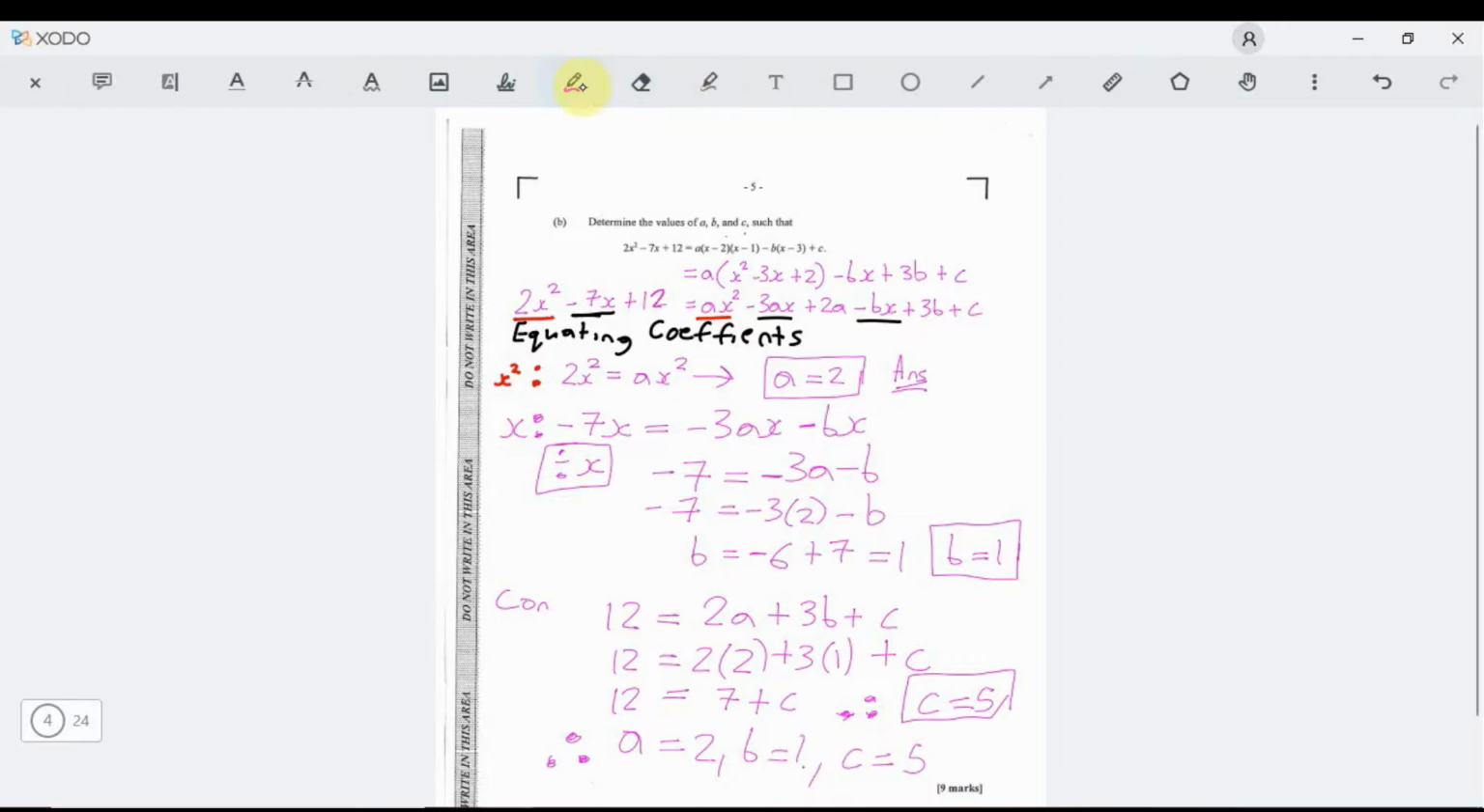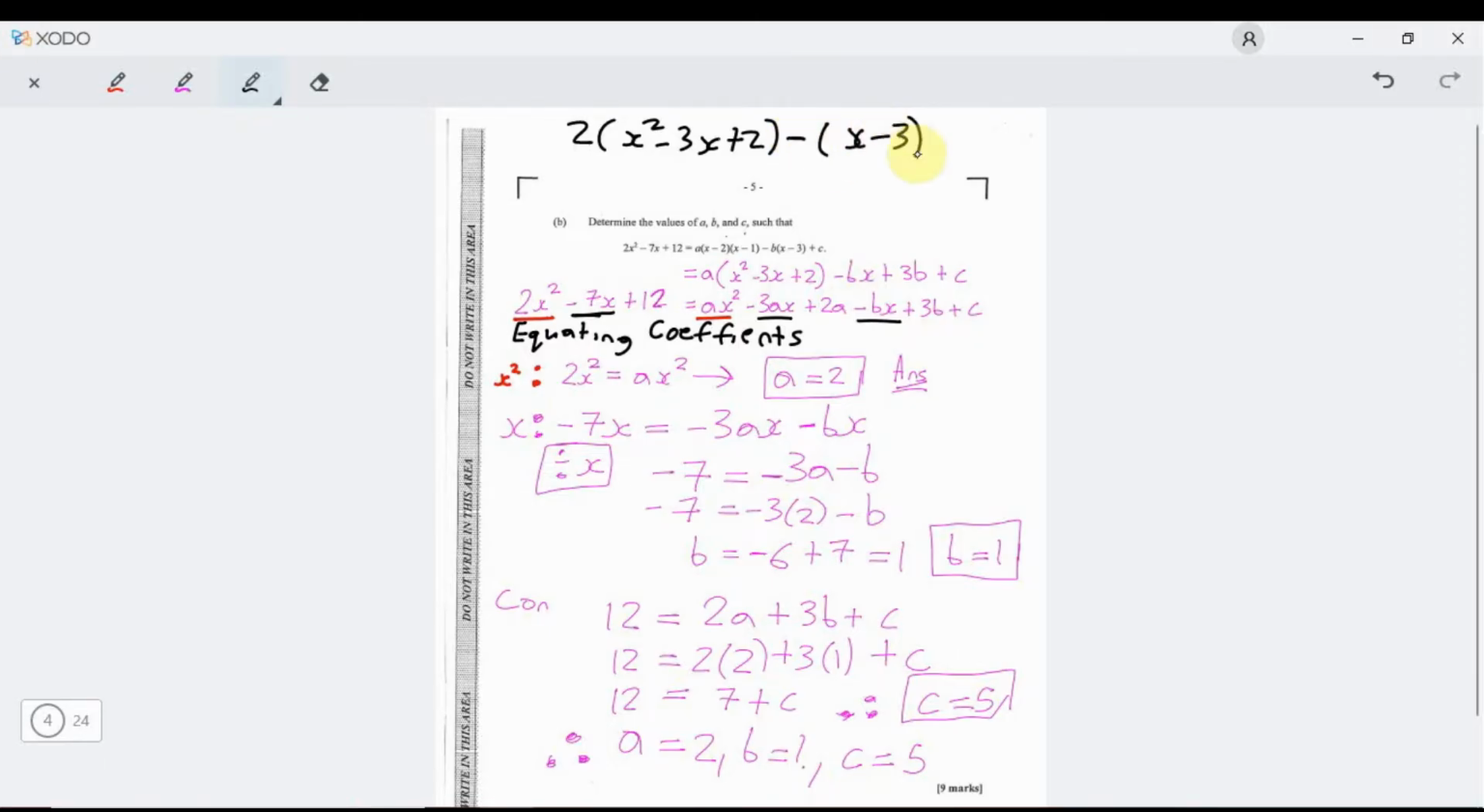Now always remember, in an exam you can always check back your answer. How do you check back your answer? Put a, b, and c as those values. So write it out. Put a as 2 times x squared minus 3x plus 2. Then put back b, which is 1, so it becomes minus in bracket x minus 3, and put your c as 5. Expand it and see if you get that answer.